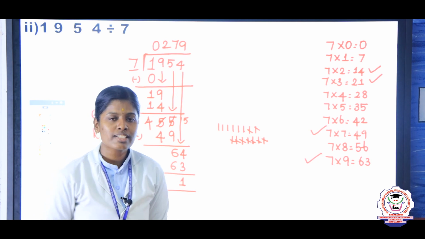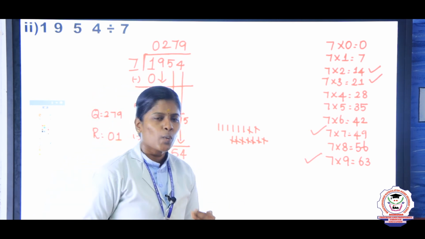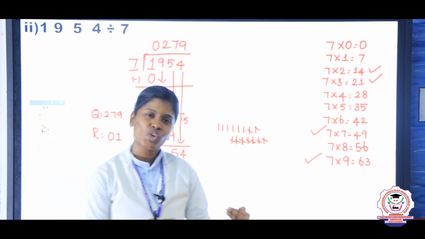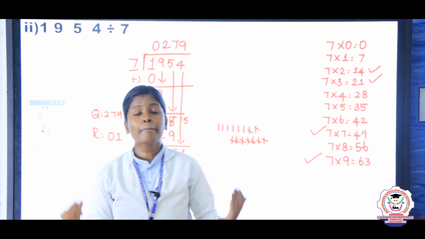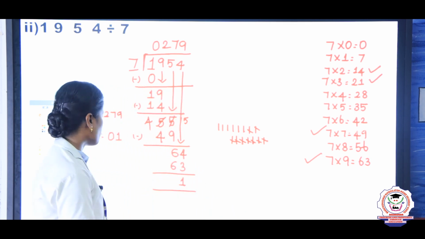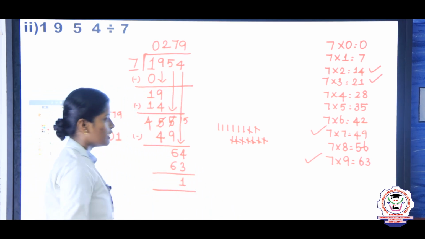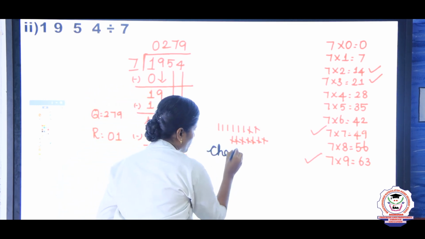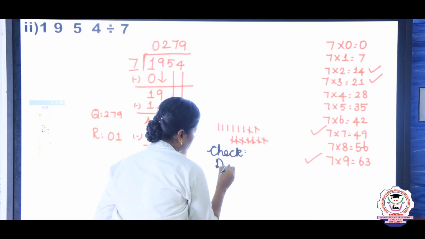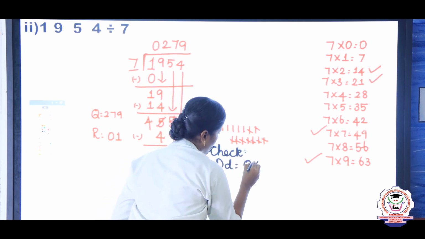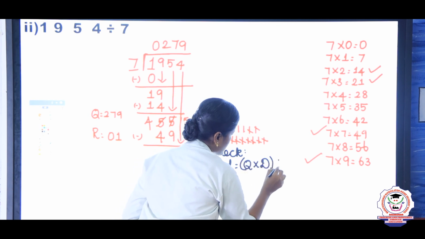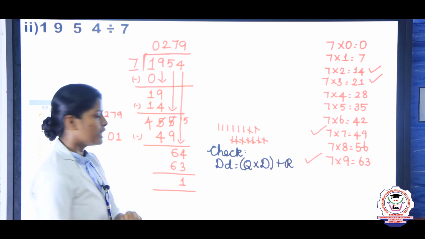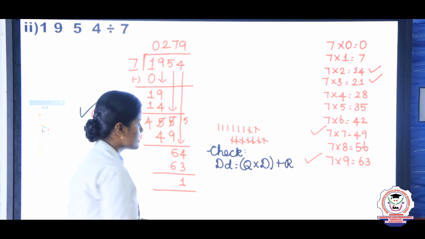Now tell me, Deepak, what is the formula for checking division? Very good, my dear. The formula for checking division is dividend equals quotient multiplied by divisor plus remainder. So write the formula: dividend equals quotient into divisor plus remainder. Okay, so what is the quotient value here? The quotient value is 279.